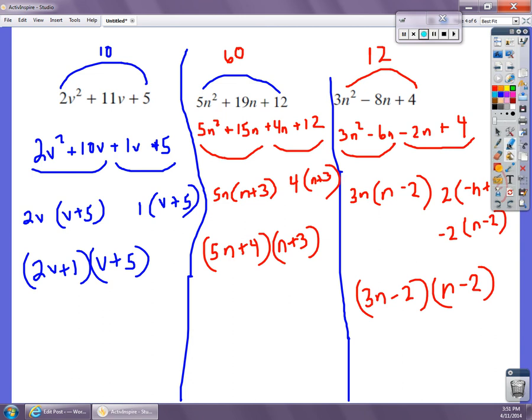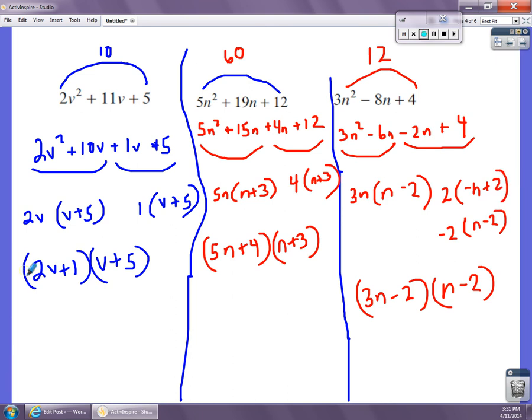I want to highlight a couple things for you. First of all, let me highlight the answers. Remember, the answers are the factored form at the bottom. Now, all my steps are shown.